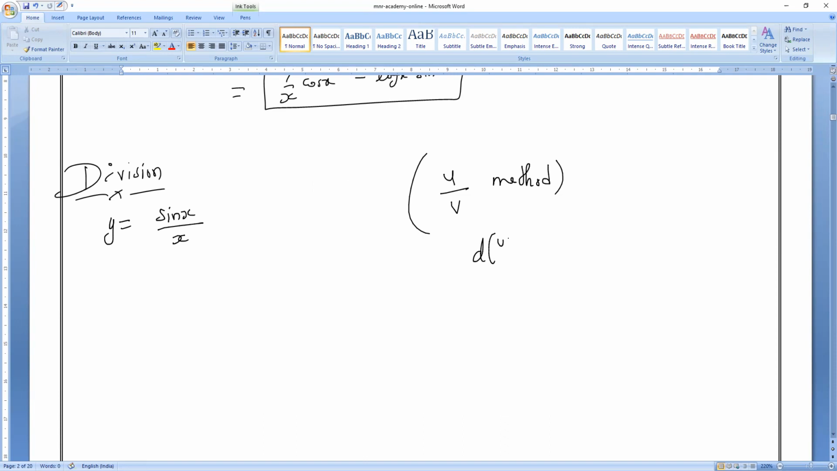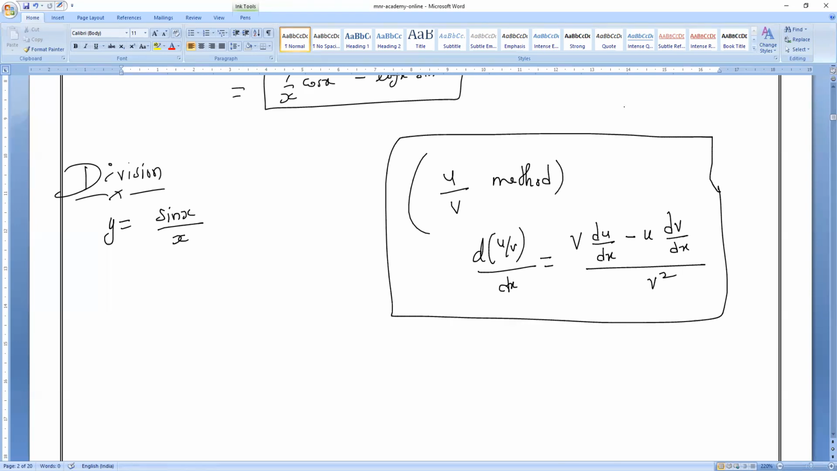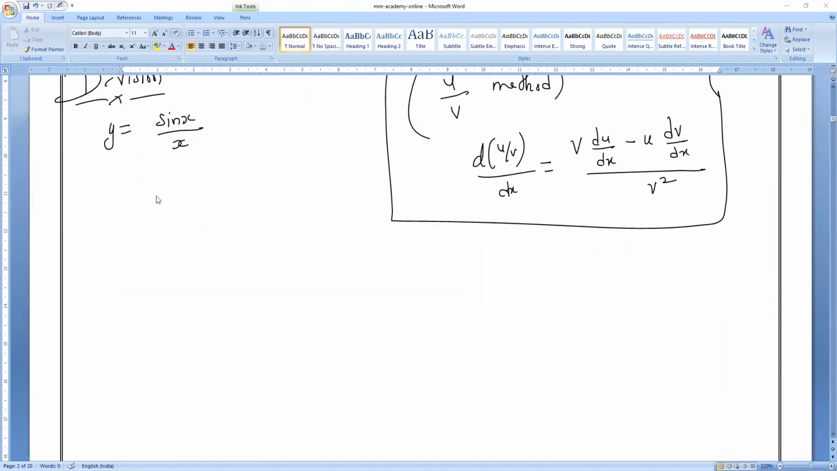u by v. So differentiation of u by v divided by dx is equals to, keep it in mind, first v du by dx, next u dv by dx, divided by v square. This rule you have to remember. Once again, be very careful: v into du by dx minus u into dv by dx, divided by v square. That is the u by v method, division. According to that, you tell me, I won't say. Firstly, dy by dx is equals to, let me write like this, v. So this is u and this is v.